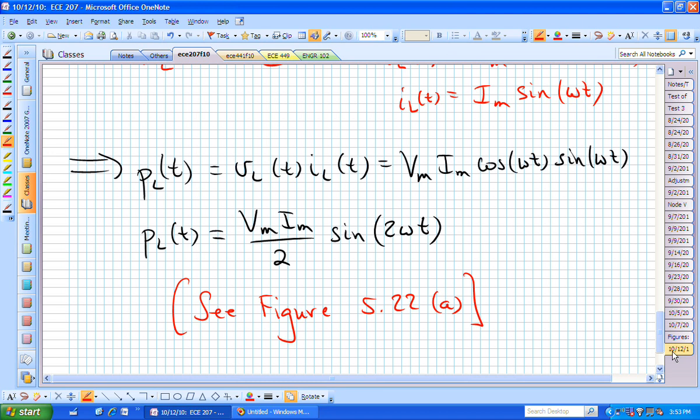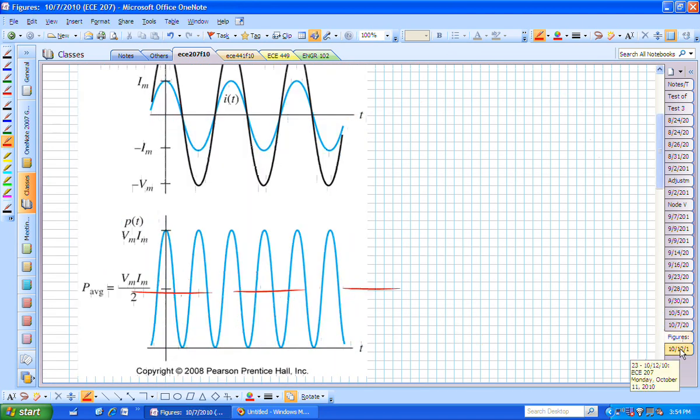If you calculated the average power of this inductor, what would it be? Over any period or an integer multiple number of periods, you integrate that sine, you're going to get 0, aren't you? The same amount of area above as below the axis. This guy has 0 average power, an inductor. That's kind of weird, but here's the picture.